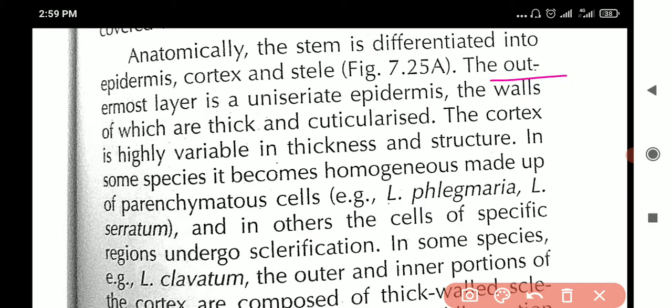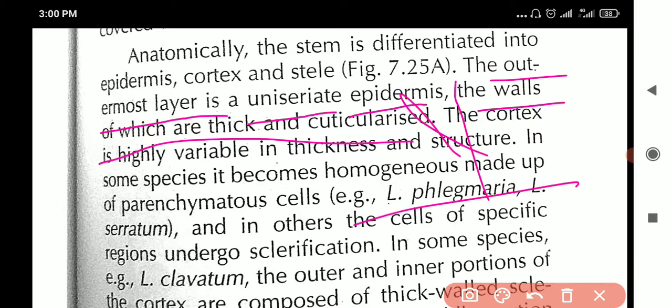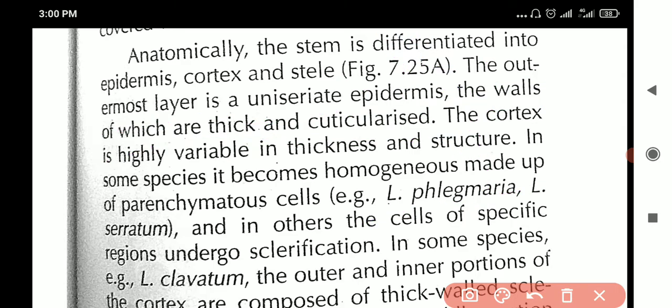So the outermost layer is one uniseriate, means single layer of epidermal cells, and the walls of the epidermis are thick and cuticularized. Because think about it, it's not a root that it has to absorb water. This is a stem. Stem is what? It's above ground, isn't it? And it has to be strong enough to support this strobilus, support the leaves and all, no? So that's why the epidermis has to be thick and it must have cuticle to protect it.